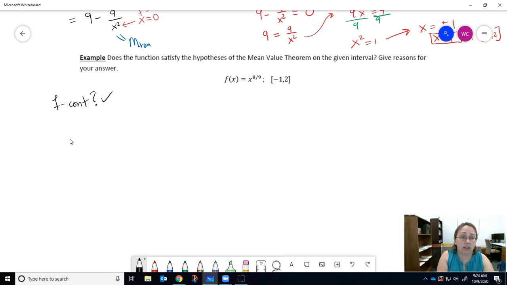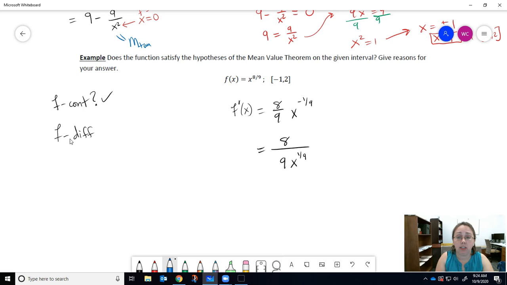On the other hand, to find out if it's differentiable, you can take the derivative. So what's the derivative? Power rule, so 8 over 9, x to the negative 1 over 9, which is 8 over 9, x to the 1 over 9 in the denominator. All right, this is the derivative. Is the derivative defined at all points in this interval? Well, look at your function. You have a denominator. If x equals 0, then f prime is undefined.